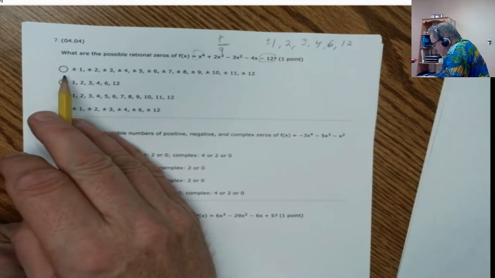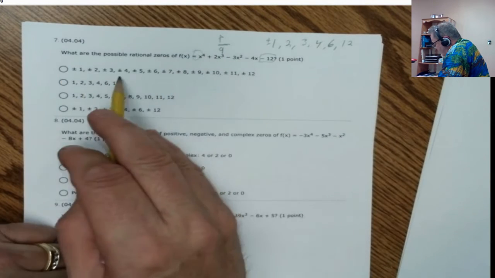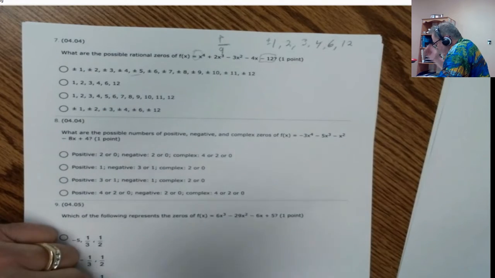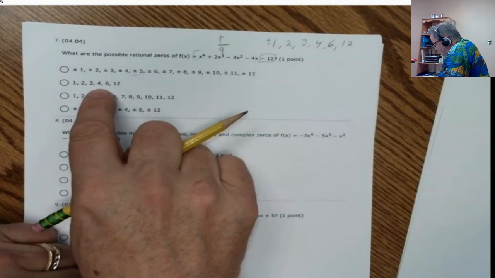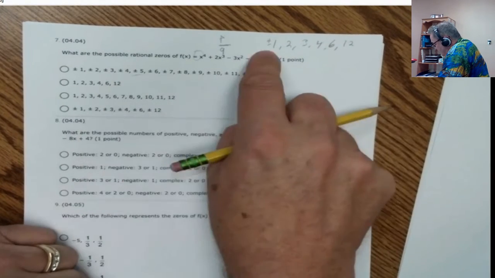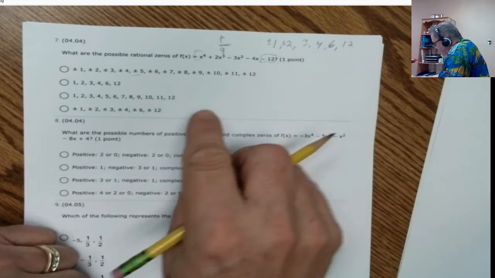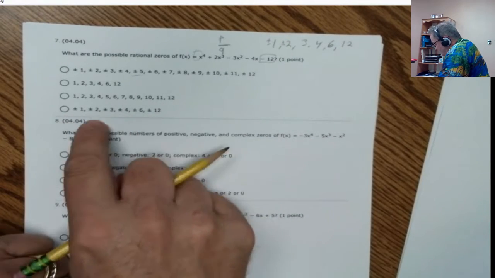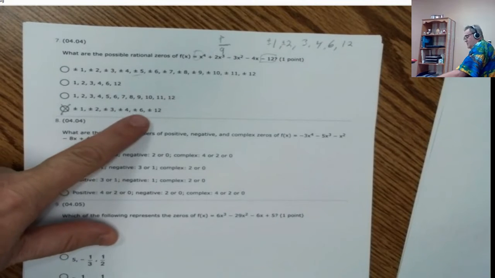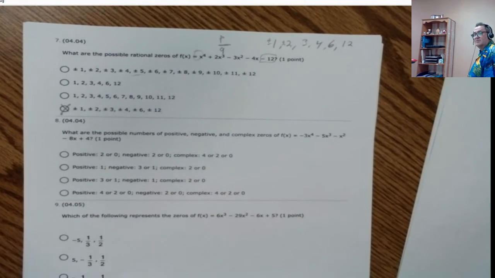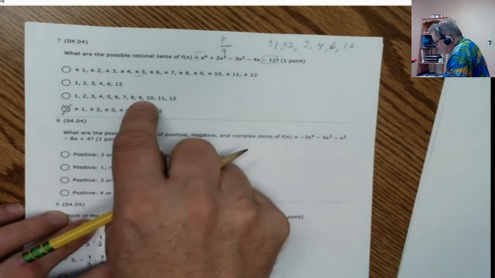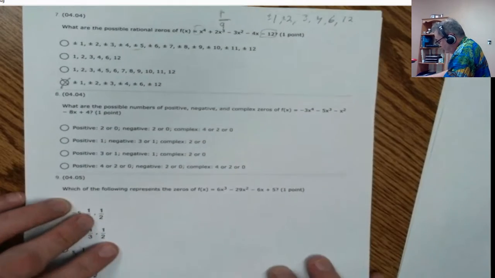Let's see. This has plus or minus everything, but no, 5 is not a possible root of that. This one, 1, 2, 3, 4, 6, 12, 1, 2, 3, 4, 6, 12, that matches, but that's only positive. It could be negative. Every one of those is a plus or minus 1, 2, 3, 4, 6, or 12 are the possible. There's 12 possible rational zeros. Not this one either, because that has 5 and 8 and some other numbers that are not included.